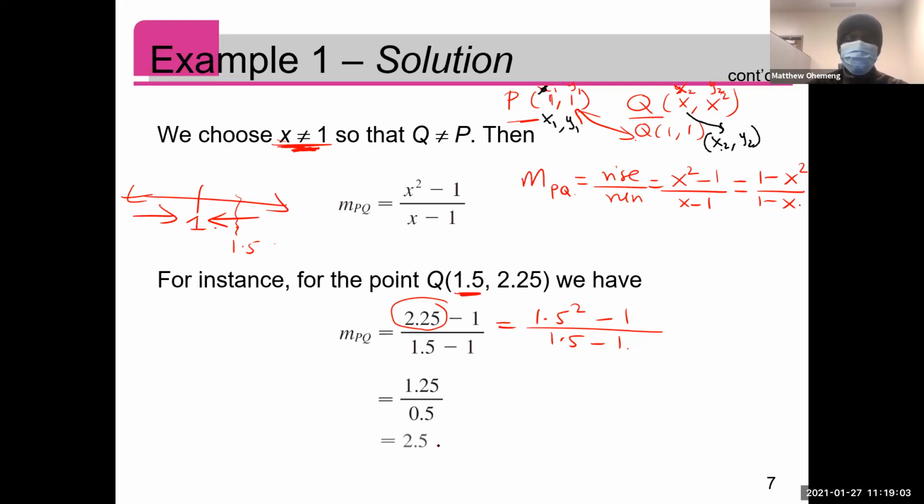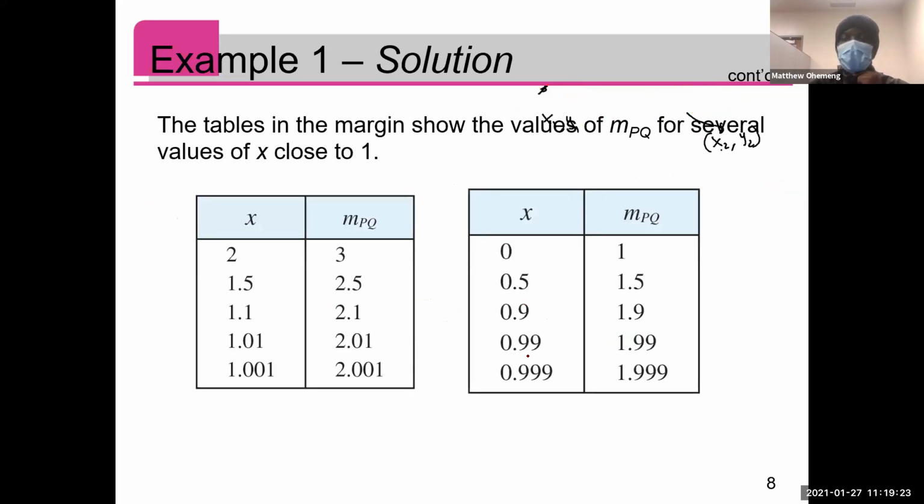Okay, so you calculate this and you get 2.5. Are you okay? So this will be the slope of the secant line that passes through P(1,1) and Q(1.5, 2.25). Now, we can make a whole list of this computation.